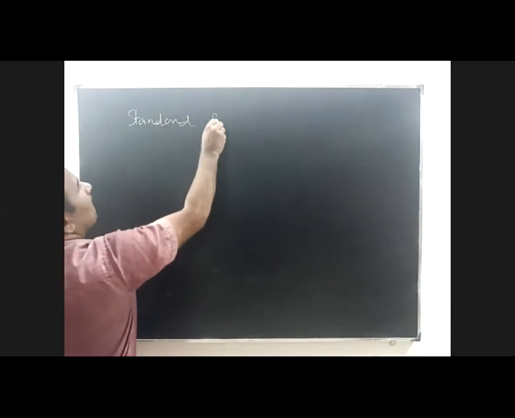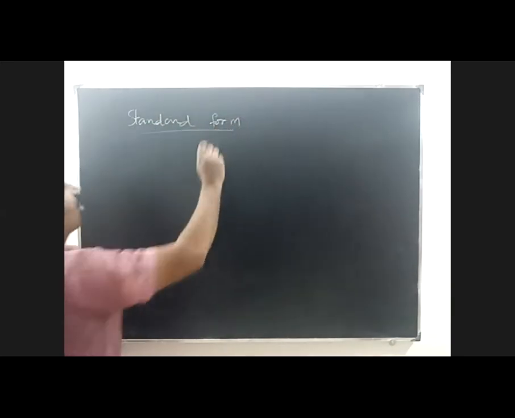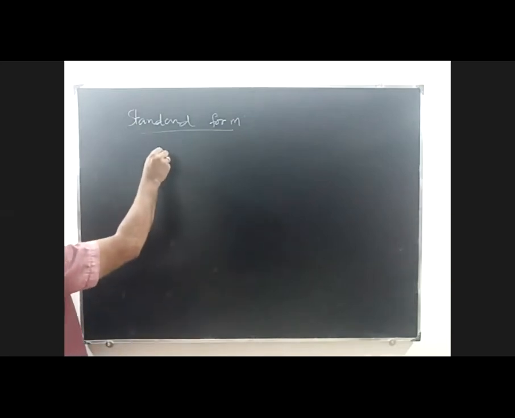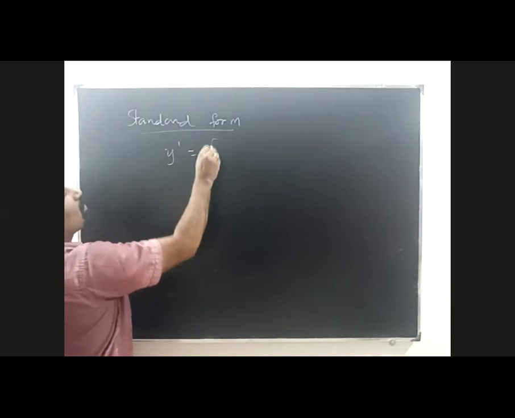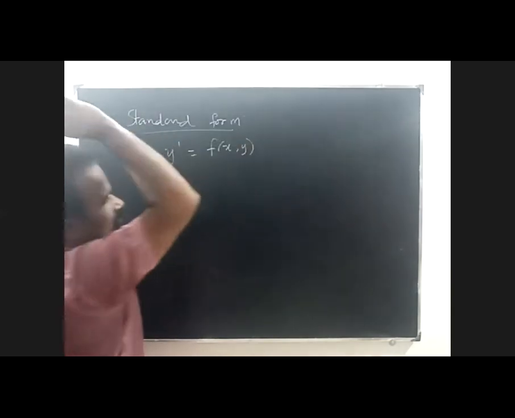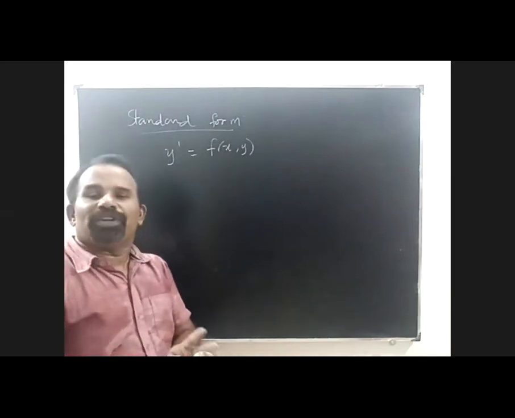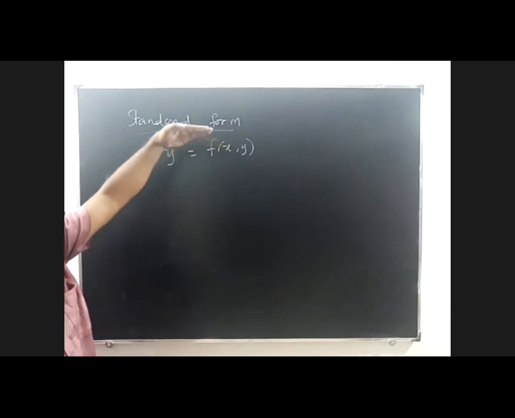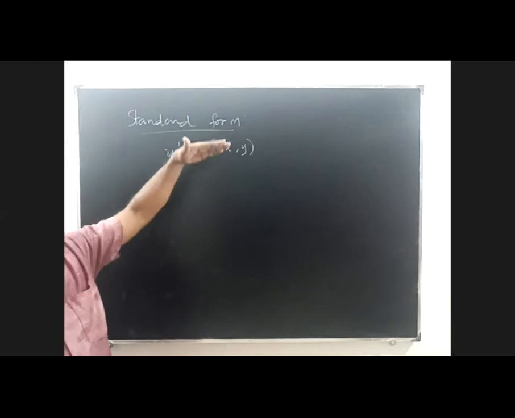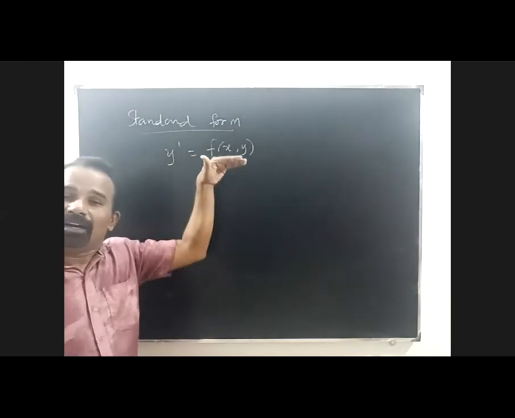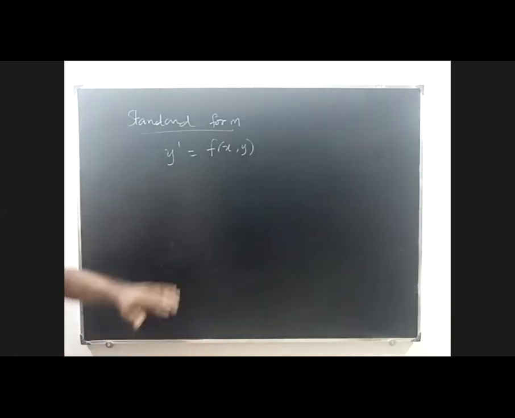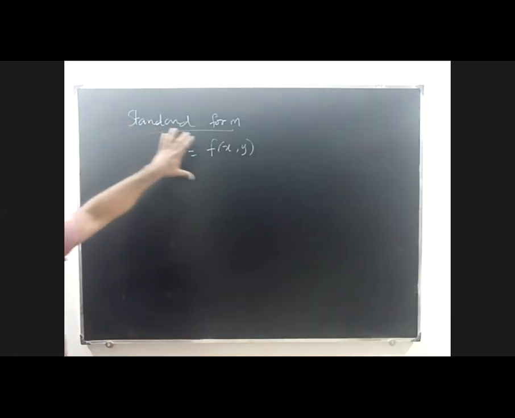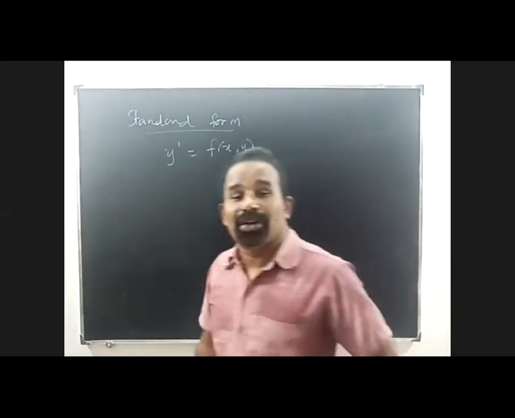Then, standard form. Standard form of the first order differential equations. So this is nothing but y dash is equal to f of x comma y. All first order differential equations will be of this form. This is called standard form. Then we will discuss one by one whether it is variable separable, whether it is linear, whether it is homogeneous or something like that. Okay. So this is the standard form of first order differential equations.